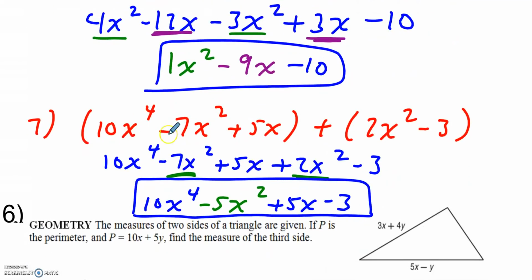Number 7, I added a trinomial to a binomial. When I distributed the positive 1, again, I did not change signs, but the reason I had this problem for you to try is I'm sure some of you noticed that the only things that you could combine were the x squareds. There was nothing else that was a like term. So your final answer was truly a 4-term polynomial, 10x to the 4th minus 5x squared plus 5x minus 3.